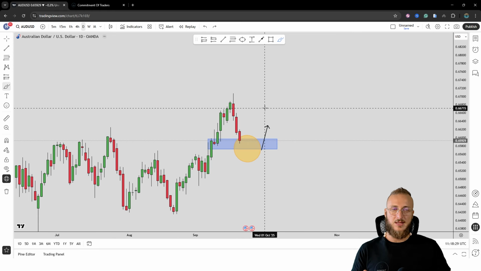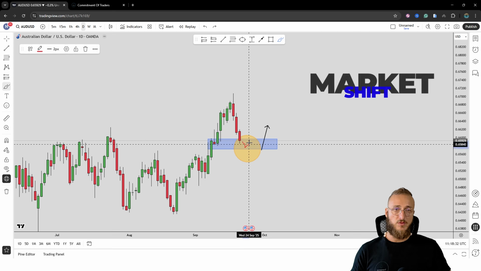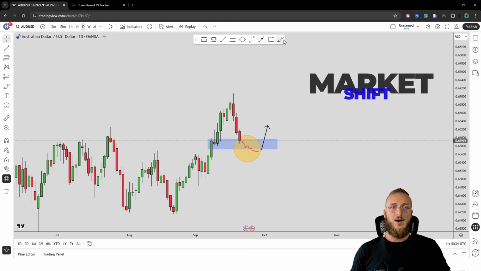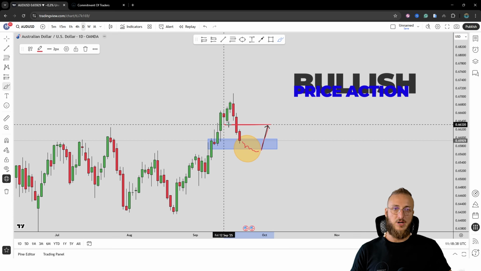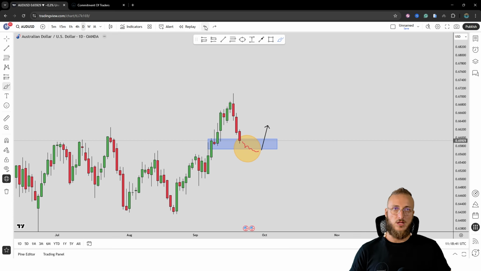Therefore, what I would expect is that if this market would shift from an intraday bearish to a bullish market, I wouldn't be surprised to see a potential rejection to the upside, completing this M pattern at the neckline. That definitely wouldn't surprise me.